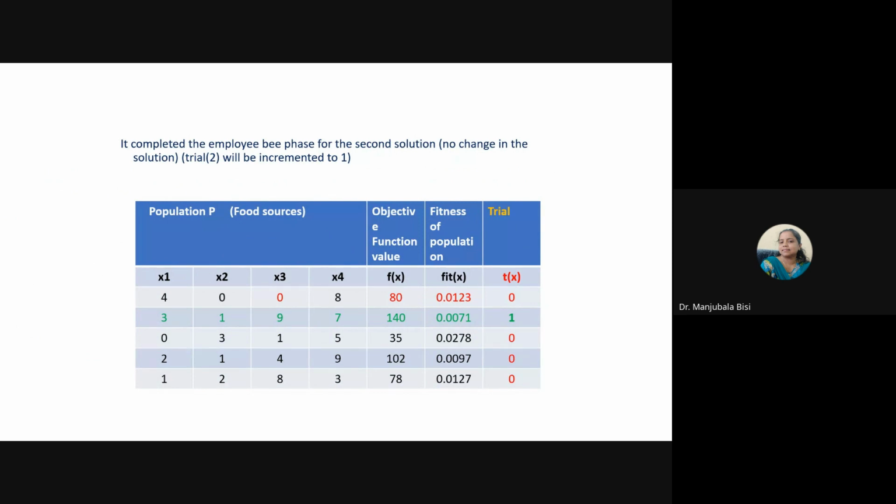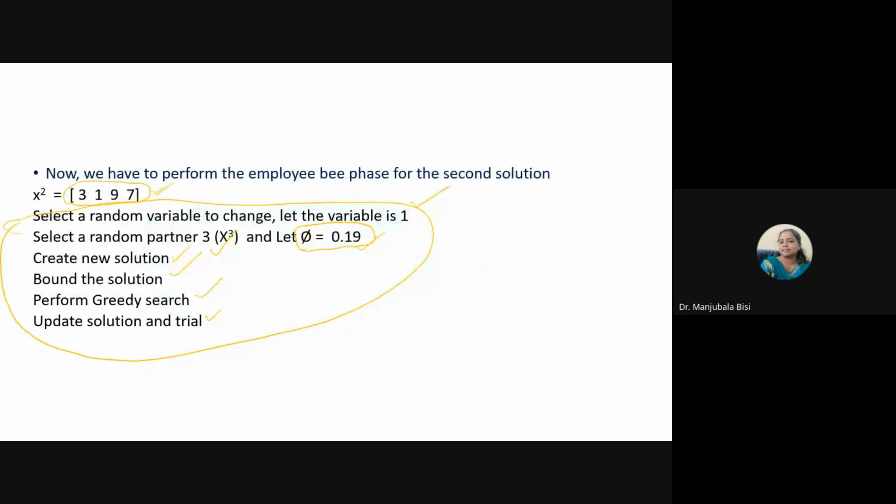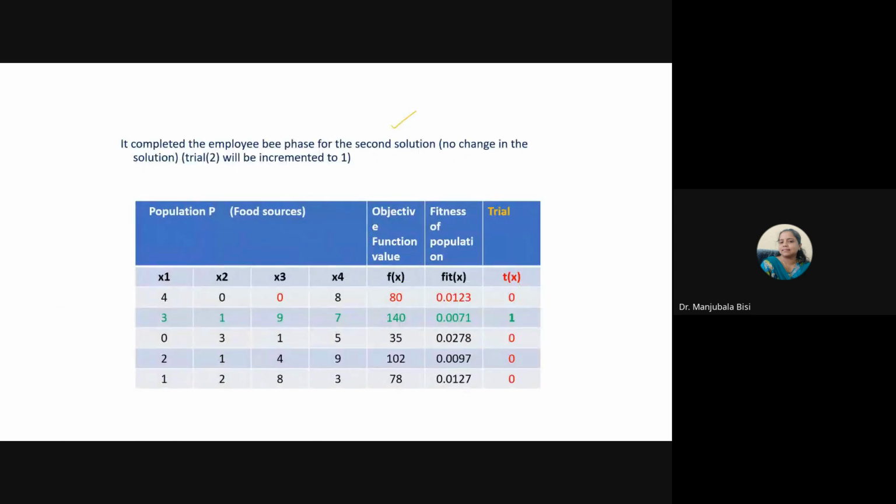Assume after considering this one, we are not getting a better solution. So with this consideration, whatever the second solution is there, 3197, the modified solution 2 dash is not a better solution. So what we have to do? You see, this trial counter is incremented by 1. Previously it was 0, now the trial counter is 1. And the previous solution 3197 is kept. Okay. So with this, your employee B phase for the second solution is over.